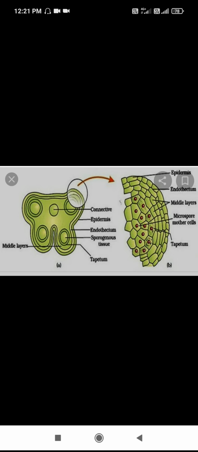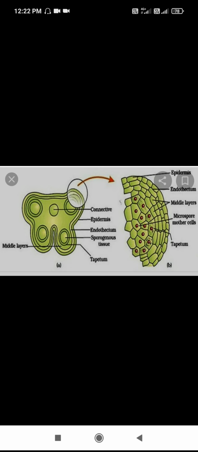Microsporangia development takes place by the eusporangiate method. Which method? Eusporangiate method. Initiation of the sporangia starts from the differentiation of two cells below the epidermis as archesporial cells. These cells divide and form a mass of primary sporogenous cells.